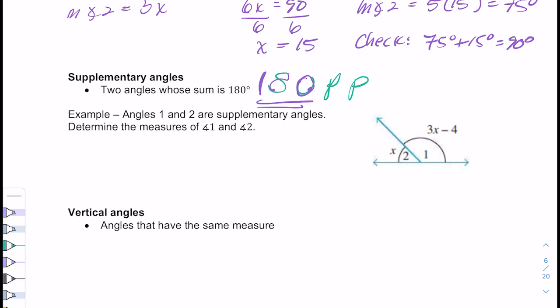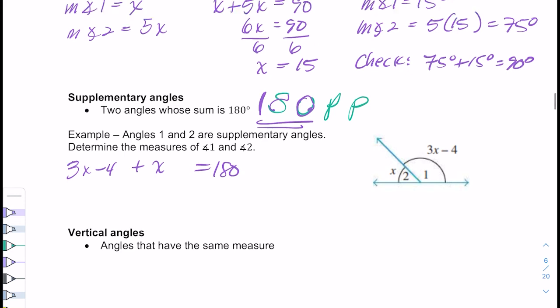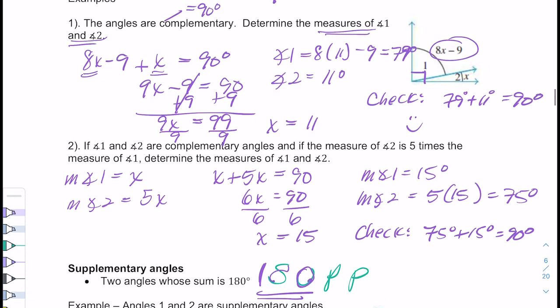In this example, they tell us angle 1 and angle 2 are supplementary. So now I know they're going to equal 180. We need to determine the measures of angles 1 and 2. Okay, so angle 1 is 3x minus 4, and angle 2 is x. So all I need to do is add them and make them equal to 180. So this is just like, not the last example, but the one right before it, number 1.